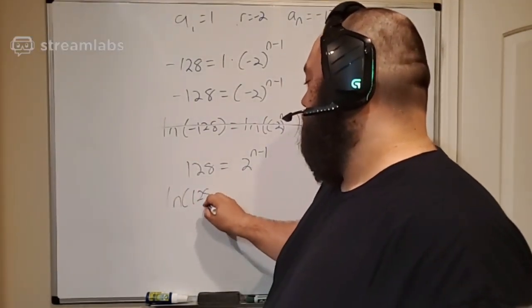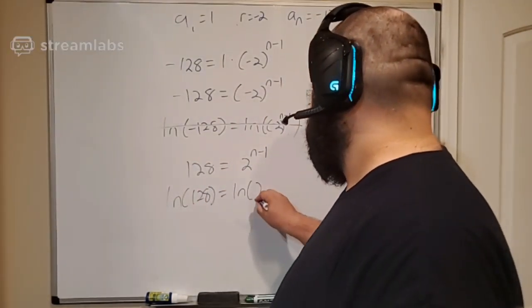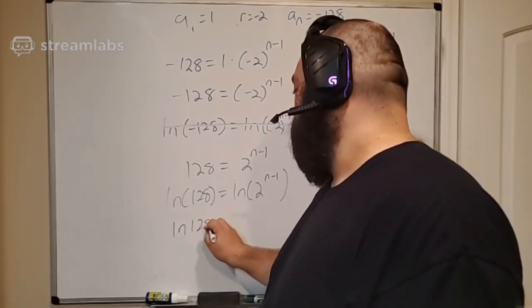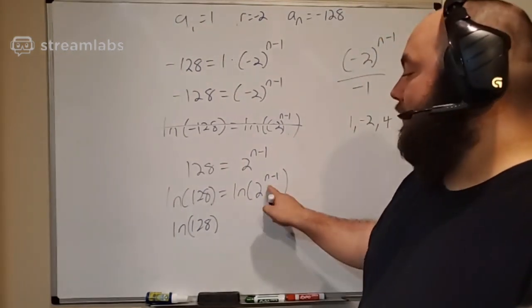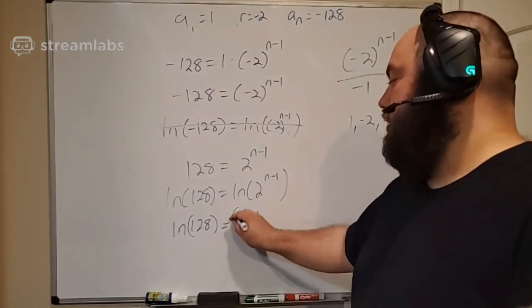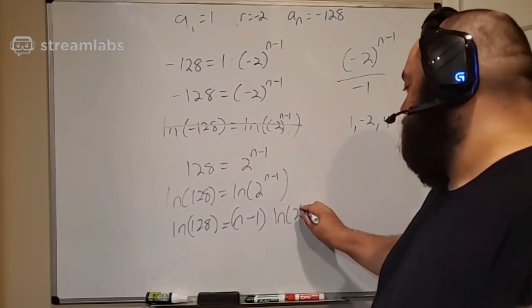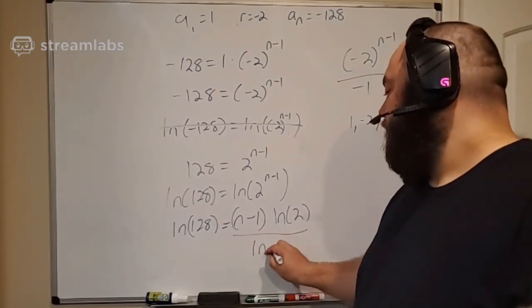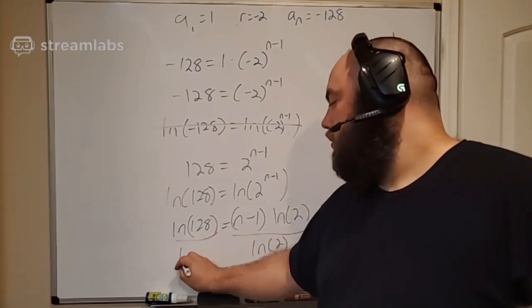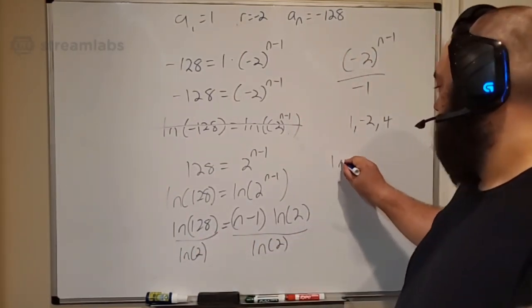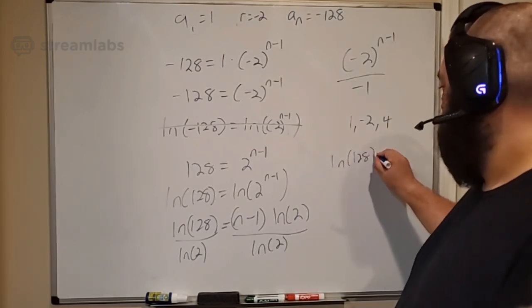And it becomes pretty much like the last problem. So ln of 128, bring our n minus 1 out front in parentheses. It's very important we keep that number, that n minus 1 in parentheses, otherwise we will make some mistakes. Divide by our ln of 2. And we get ln of 128 over ln of 2 is equal to n minus 1.